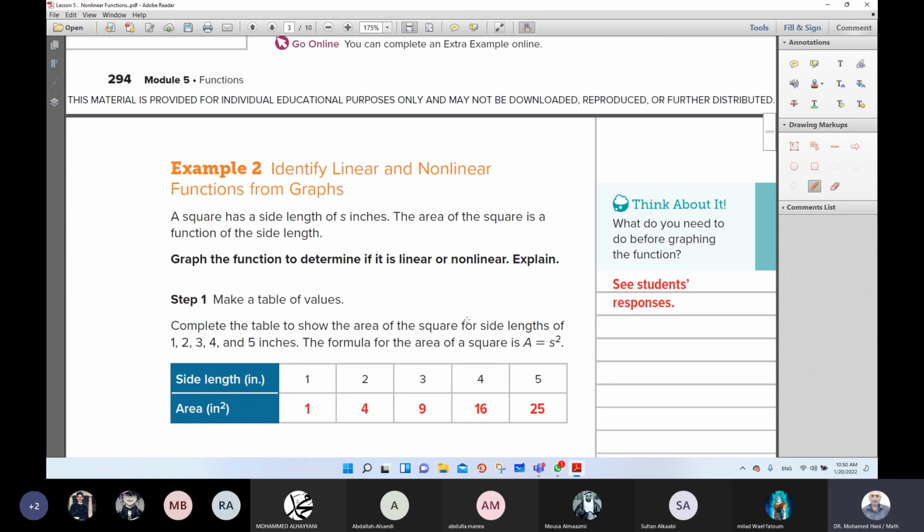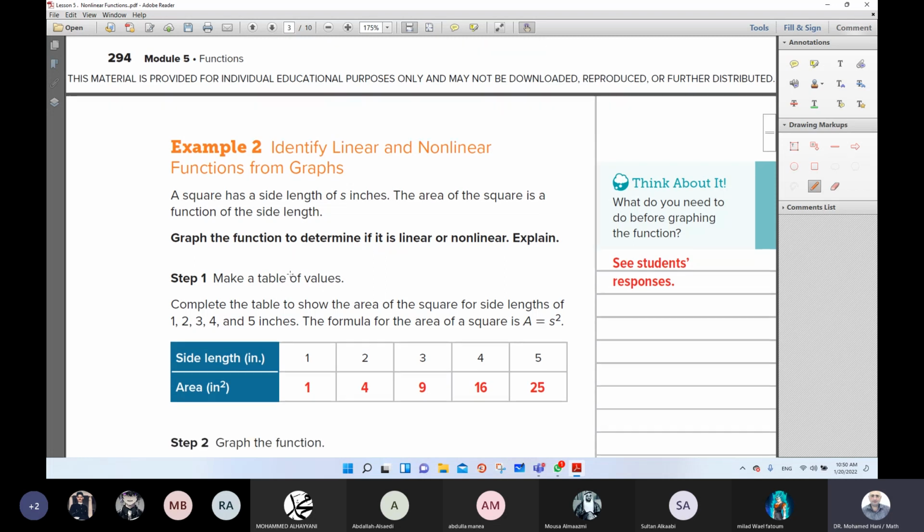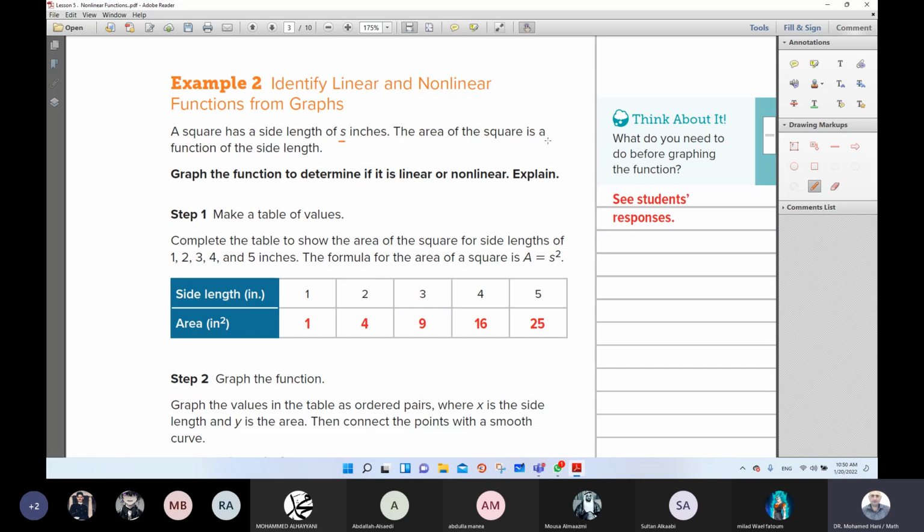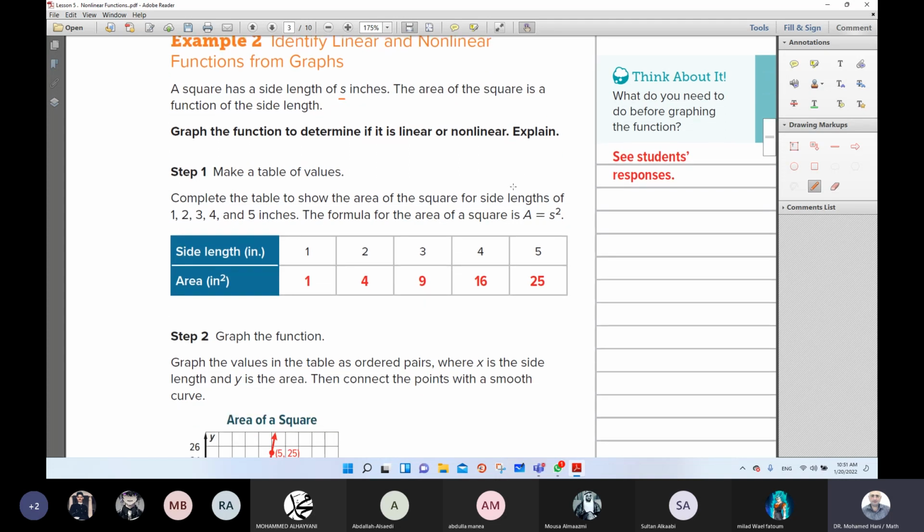Identify linear and nonlinear functions from graphs. A square has a side length of s inches. The area of the square is a function of the side length. Graph the function to determine if it is linear or non-linear. Explain. The first step, make a table of values.